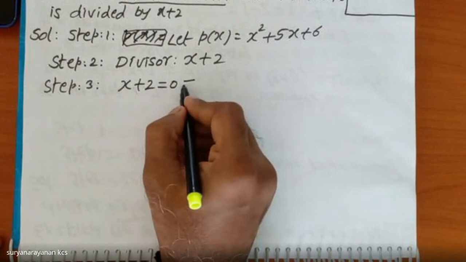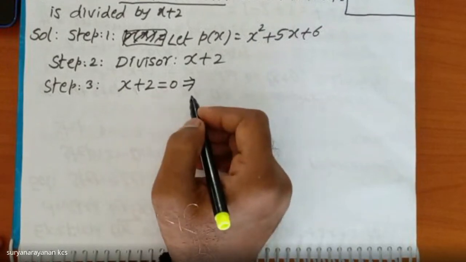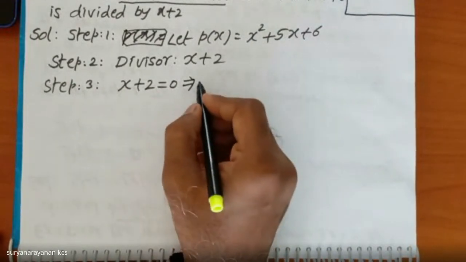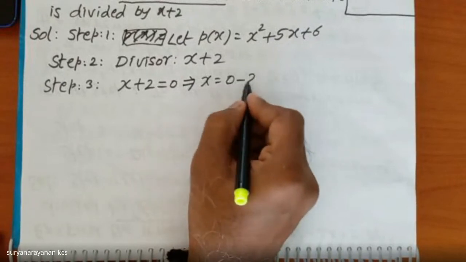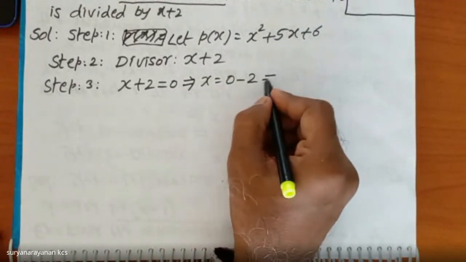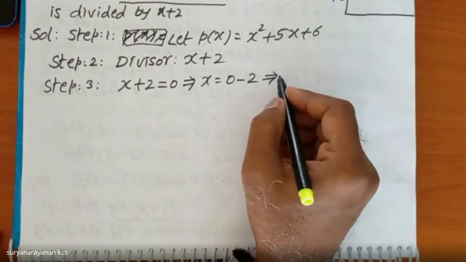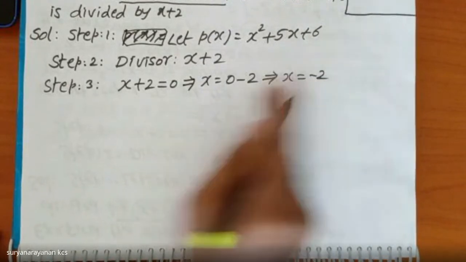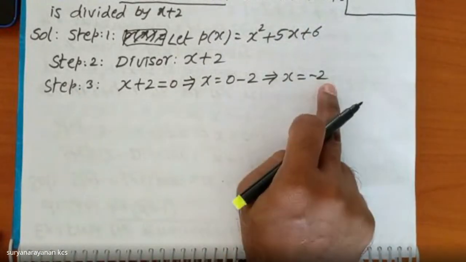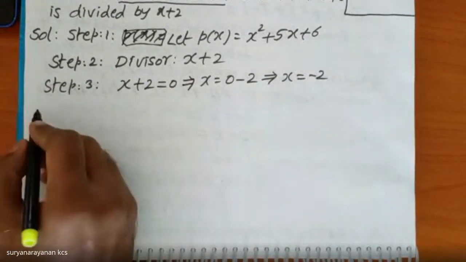Now we have to solve this equation. Then what is the value of x here? x is equal to 0 minus 2. Very good, Srijana. Very good, Amma. x is equal to minus 2. So in this step 3, we got the x value, that is minus 2. Now come to step 4.